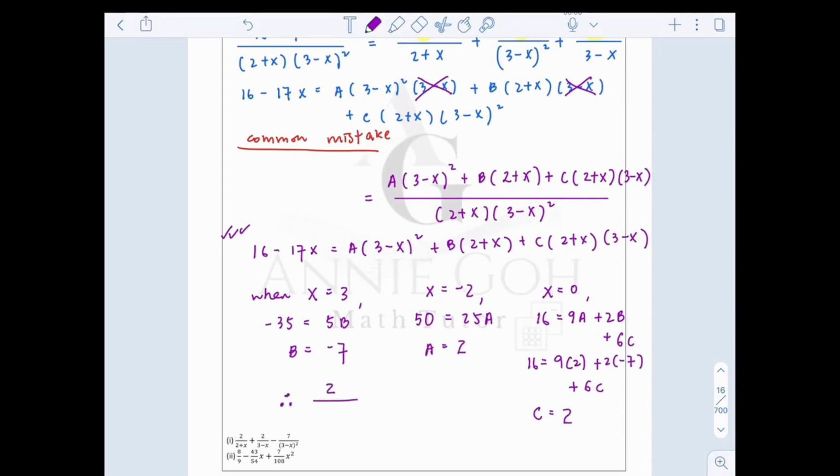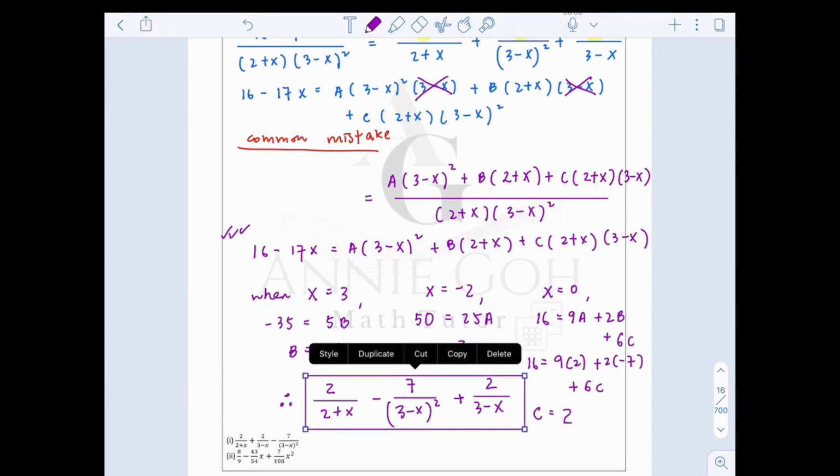2 over 2 plus x minus 7 over 3 minus x squared plus 2 over 3 minus x. This is the final answer for the partial fraction. Alright, clear?